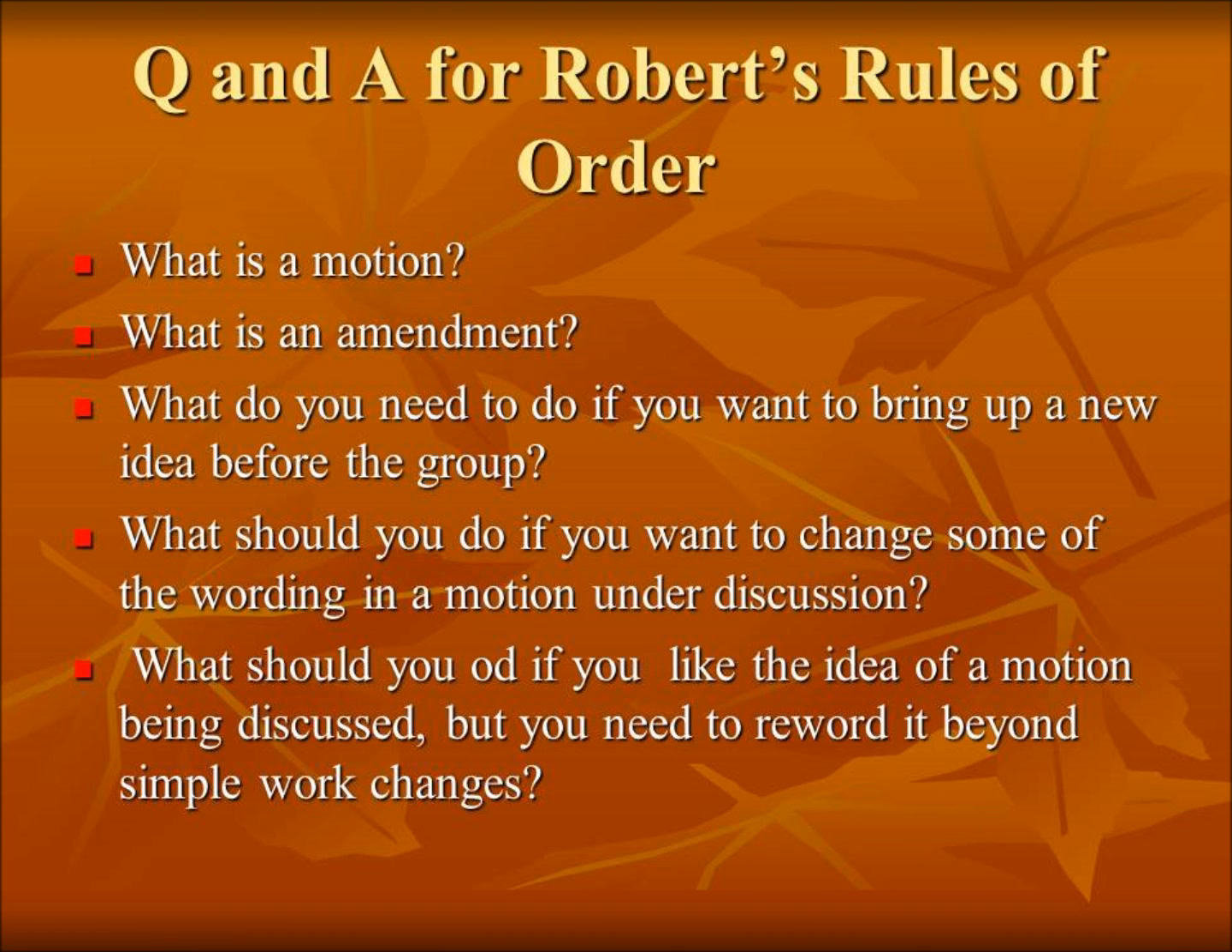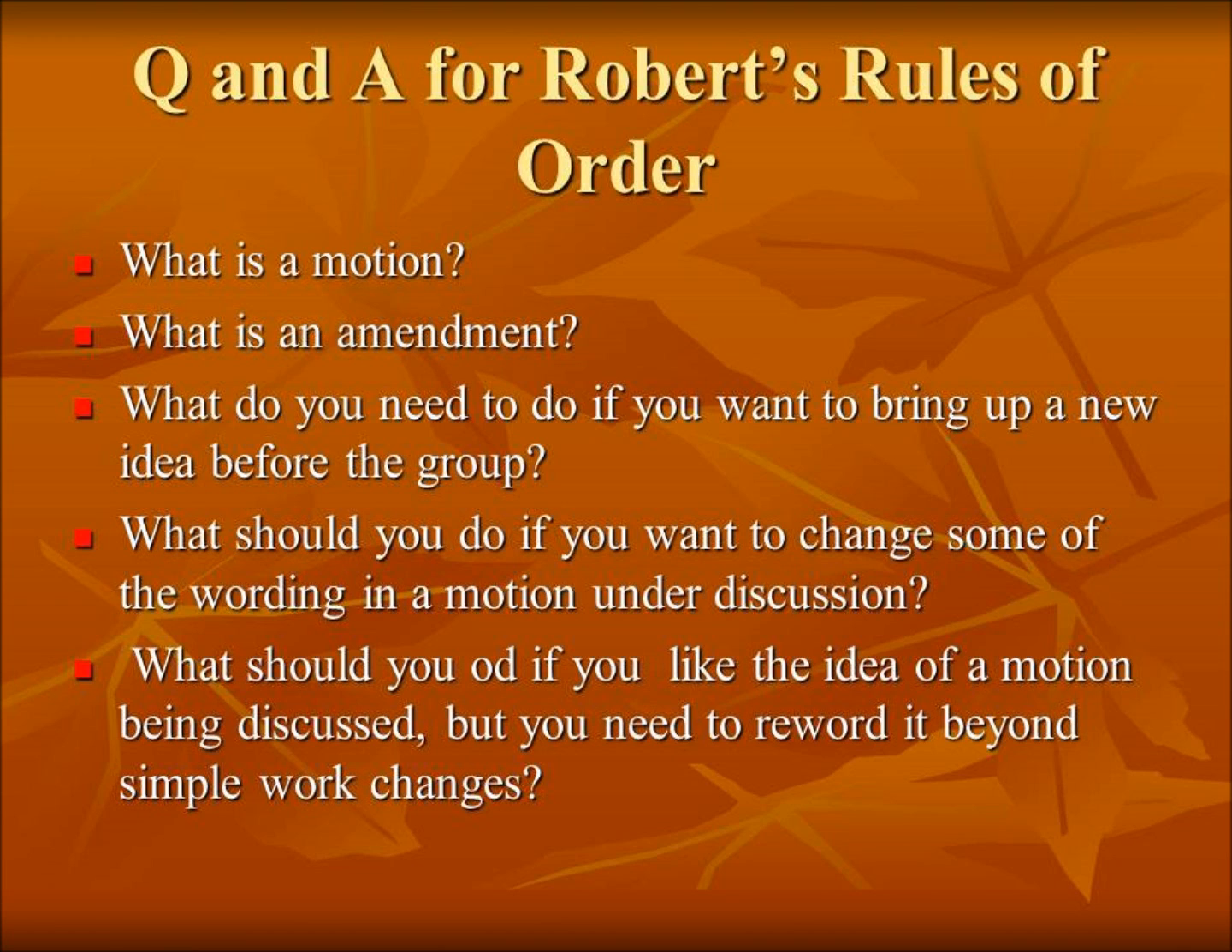Number 4, what should you do if you want to change some of the wording in a motion under discussion? To change some of the wording in a motion under discussion, you should propose an amendment. You have to be recognized and have the floor for the proposal and say, "I move to amend by," and state the part or parts to be deleted and what needs to be added and exactly where in the motion. The chair may ask the amendment to be in writing to assure correct language is being proposed.